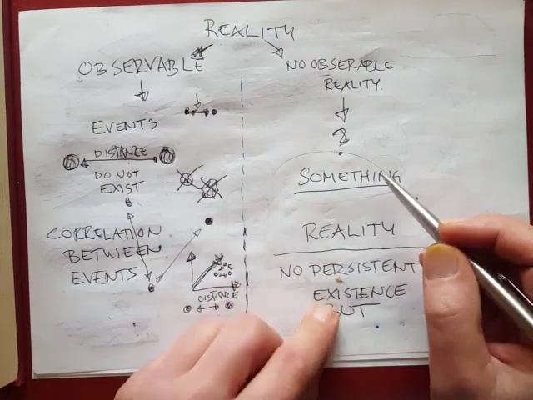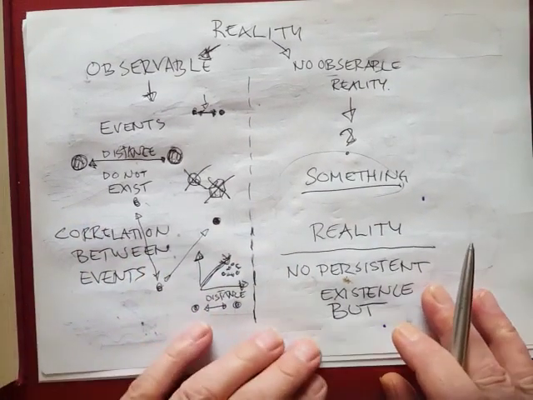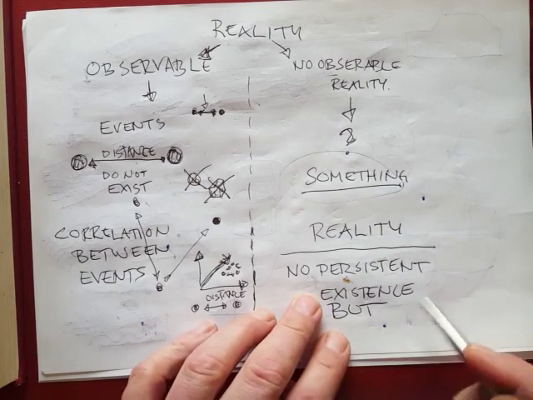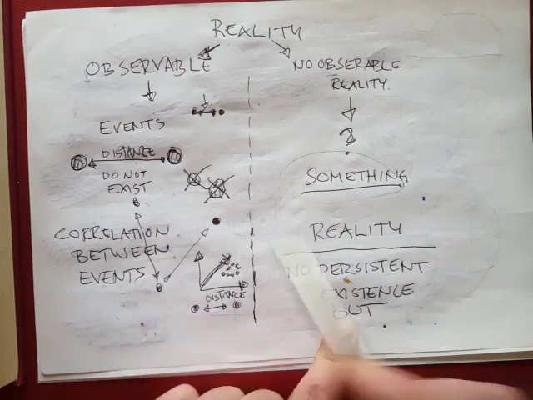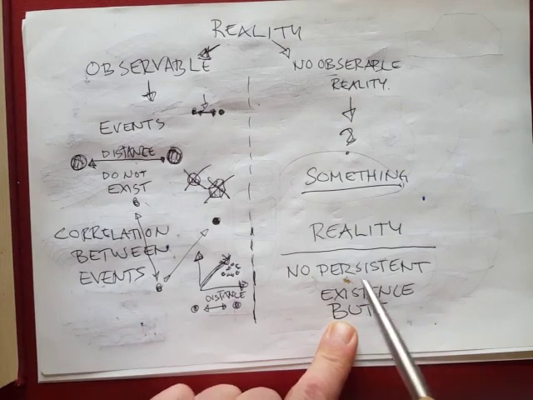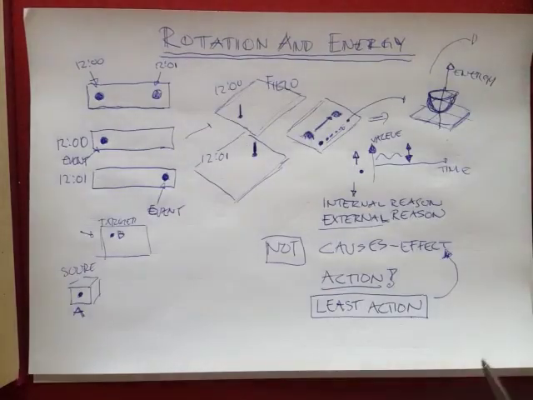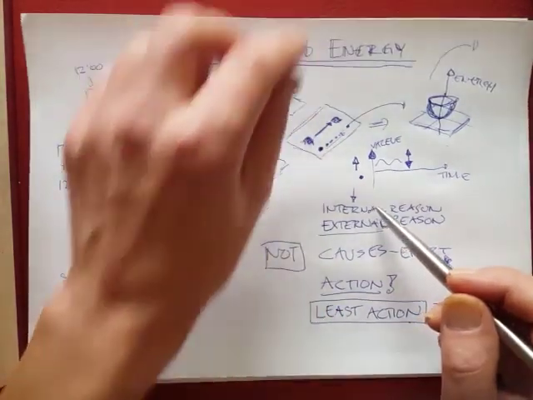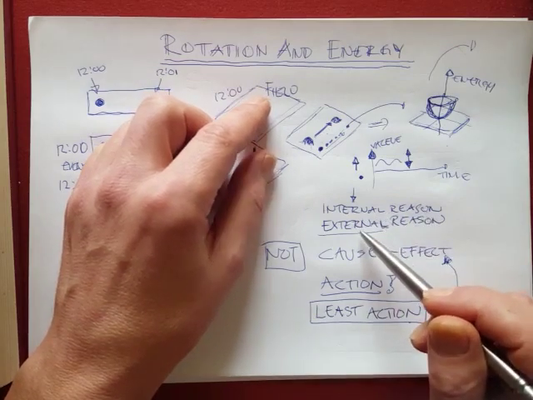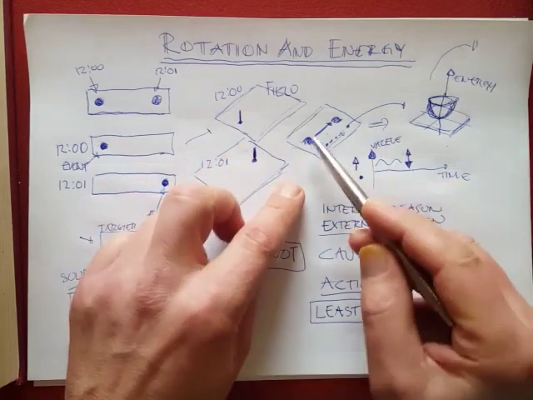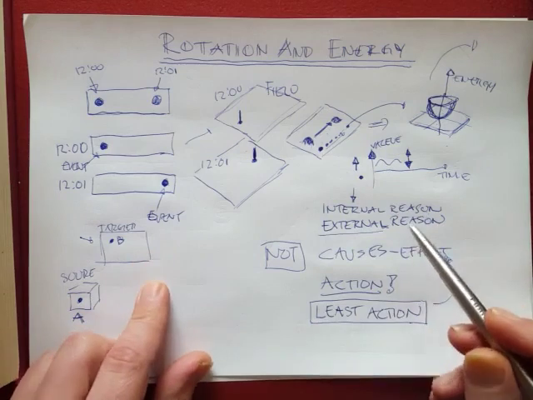And I've told you what quantum mechanics said. There is no persistence of existence, but there is a correlation between events. And this is coming back to what I said, that there may or may not be internal reasons, there may or may not be external reasons for these things, which is behind the scenes, as to say, in the field.